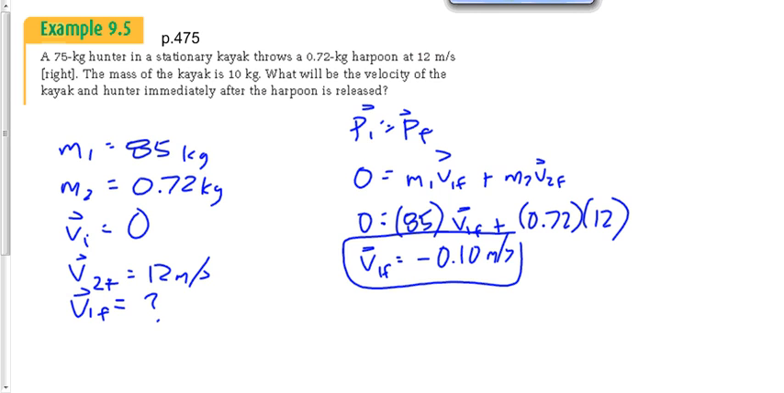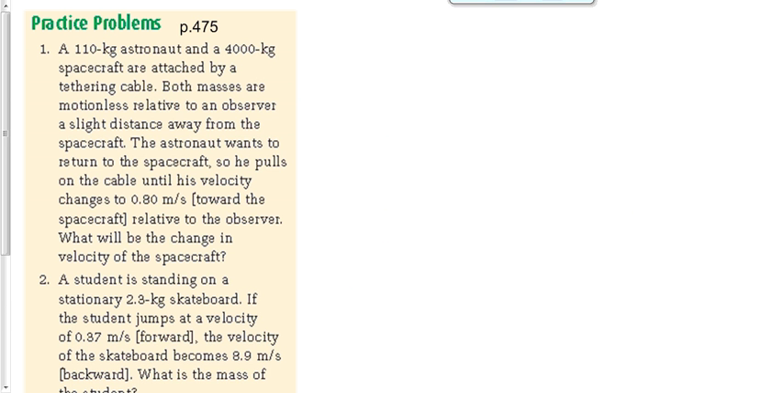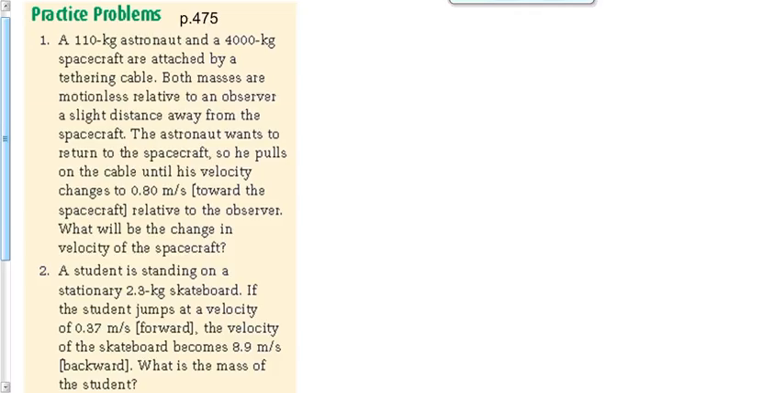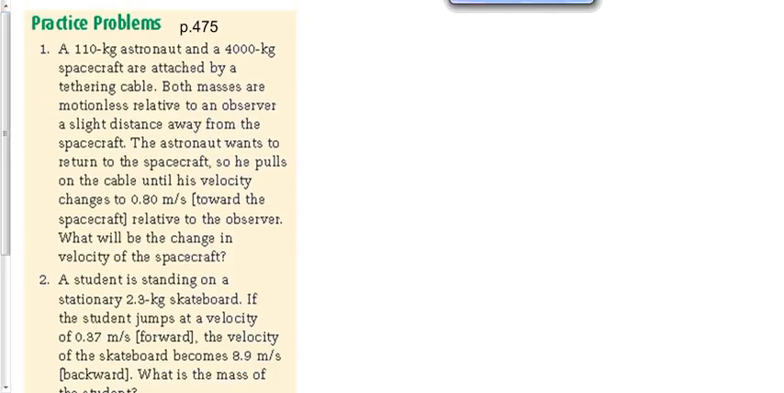All right. Here's a couple more for you. Page 475. Let's have a look at question number 1, everyone. This one says a 110 kilogram astronaut and a 4,000 kilogram spacecraft are attached by a tethering cable. Both masses are motionless relative to an observer a slight distance away. The astronaut wants to return to the spacecraft, so he pulls on the cable until his velocity changes to 0.8 meters per second toward the spacecraft. What's the change in velocity of the spacecraft?